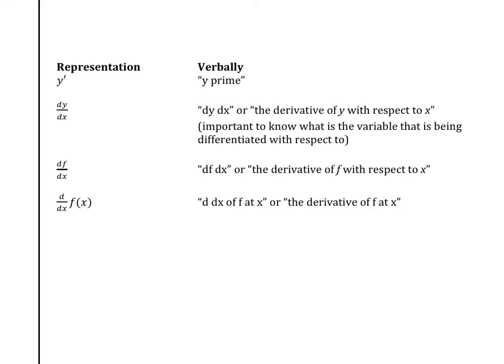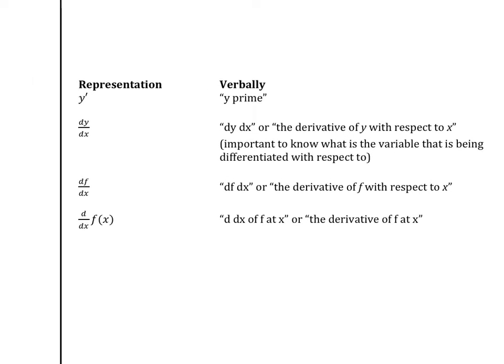So since we're talking about derivatives, we want to talk about different ways we write the word derivative. When you see this, it means derivative. First thing is you see this little mark here. We call that prime. So y prime is a way of saying the derivative of y.